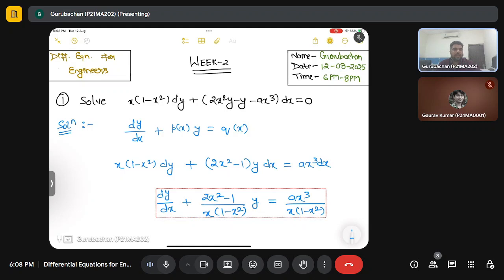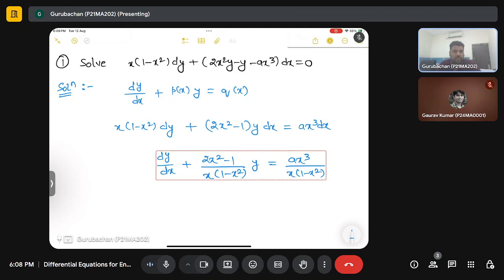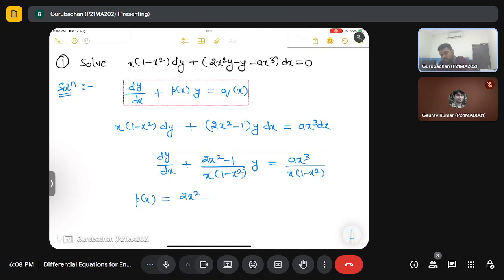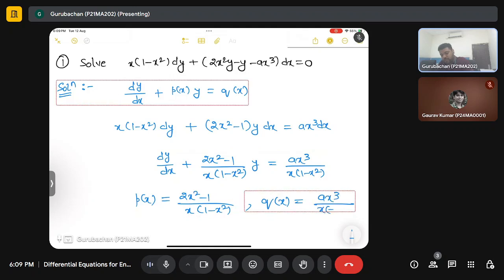It is easy to see that now we wrote our given differential equation into the standard form, so we can compare and get p(x) equal to (2x^2 - 1) divided by x(1 - x^2), and q(x) will be nothing but x^3 divided by x(1 - x^2). Now we need to follow up with this p(x) and q(x) and find the solution. So try this one and I'll let you know.